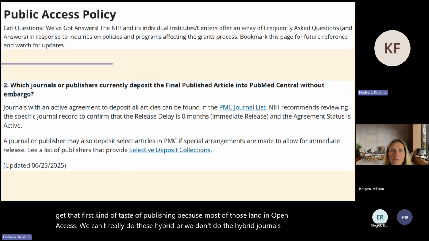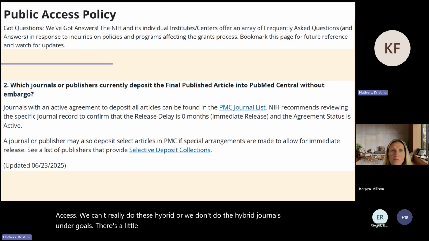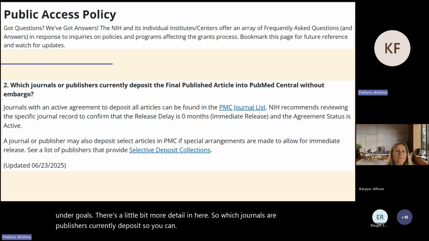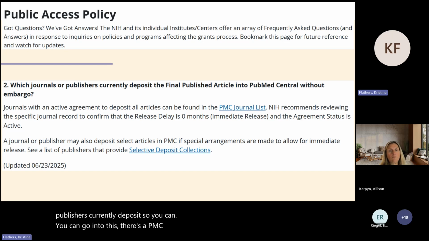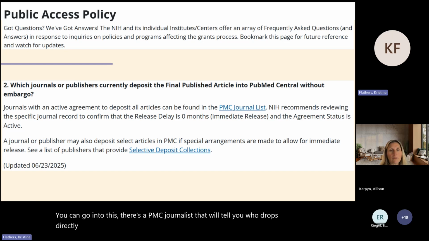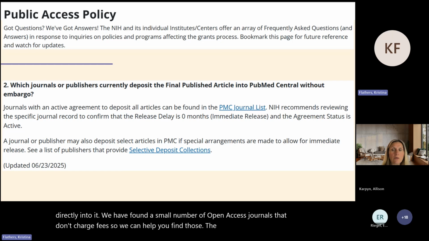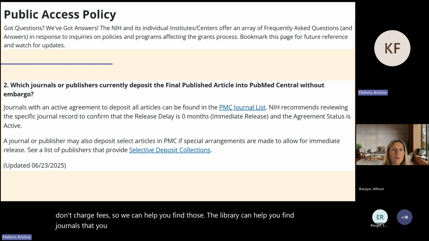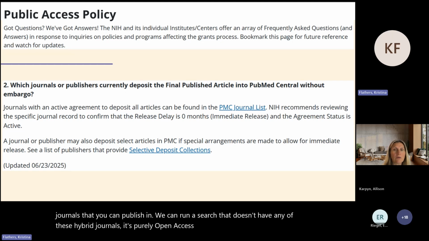There's a little bit more detail in here. So which journals or publishers currently deposit? You can go into this. There's a PMC journal list that will tell you who drops directly into it. We have found a small number of open access journals that don't charge fees, so we can help you find those. The library can help you find journals that you can publish in. We can run a search that doesn't have any of these hybrid journals. It's purely open access if you want to seek funds from us.